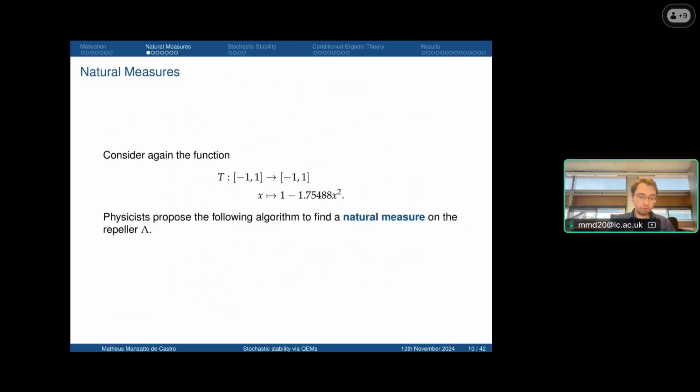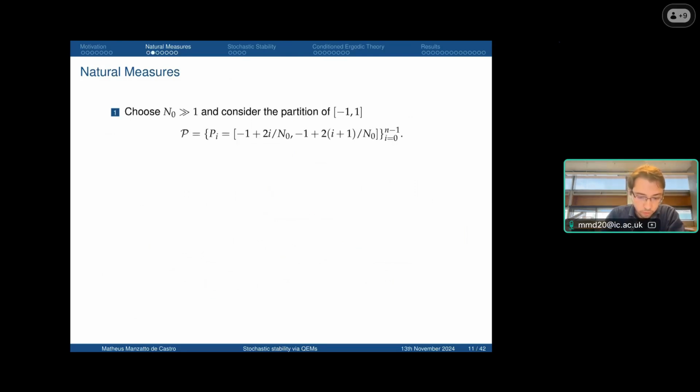One way that they try to explain this is via what they call natural measures. So let us go again to our toy model and look at the procedure that physicists follow to explain this behavior. What they conjecture, and in the case of this toy example it is true, is that what is responsible for the chaotic behavior is that you have some repeller in your system, and using some sort of ergodic theory, it should have some invariant measure on the repeller which is more important than others.